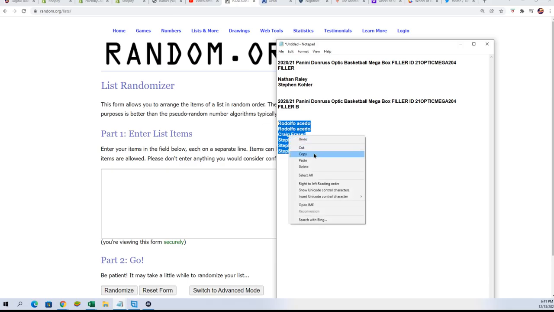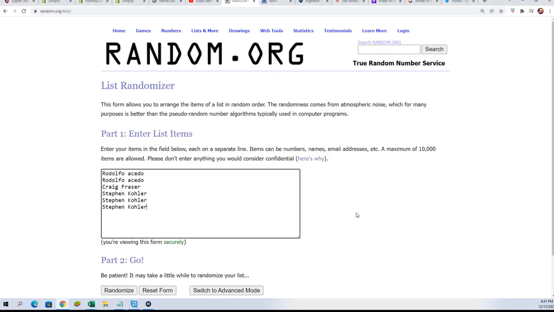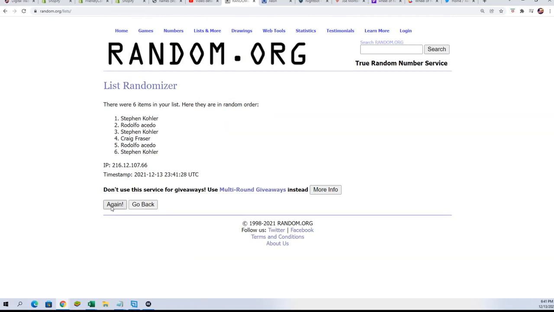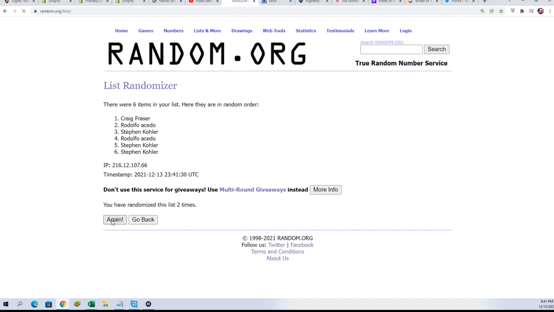Seven times through, we're looking for the top two names, getting in the break and getting two team spots. Seven times through. Lucky number seven. Craig and Stephen K, way to go.